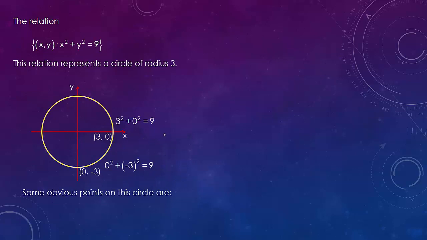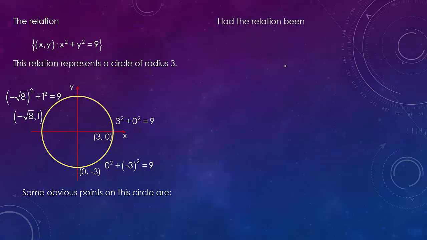A less obvious point would be something like -√8, 1. If we do -√8 squared plus 1 squared, we also get 9. So we have an infinite set of points which would satisfy the equation, and they would be on the circumference of this circle.